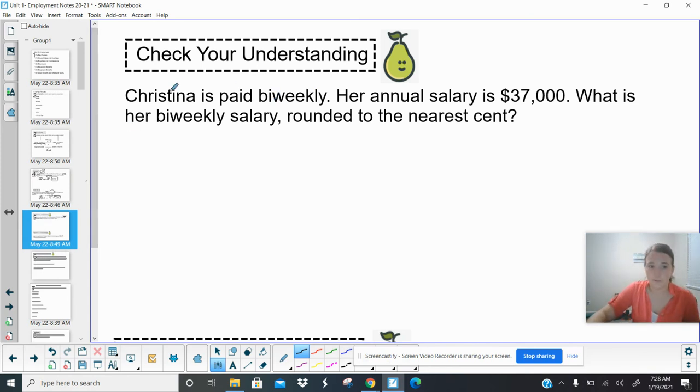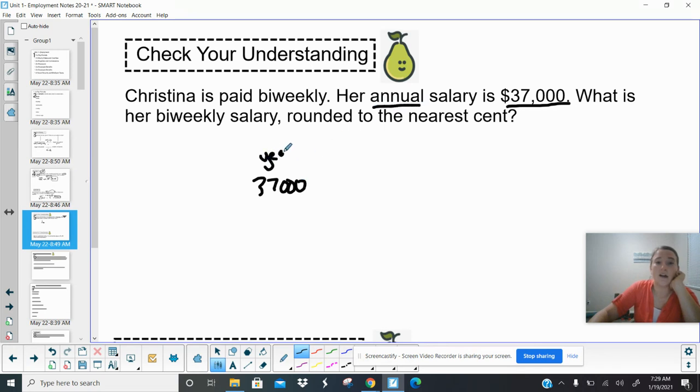So I want you to try this one. Christina is paid biweekly. Her annual salary is 37,000. What is her biweekly salary? So you have all of the numbers. We wrote down how many biweekly pay periods are in a year, and it's on your formula sheet. So what I want you to write down first is the number we are given. It's right there. And what time period it is. Do that real quick. Okay, the number we are given is 37,000. The time period it represents is a year.